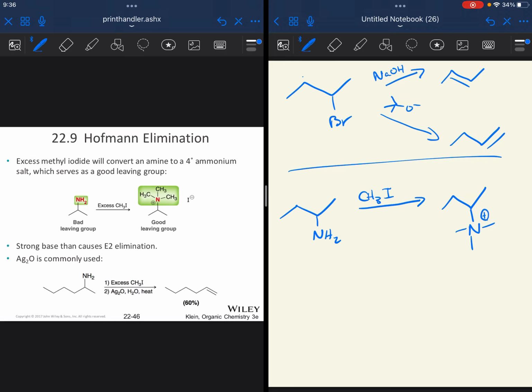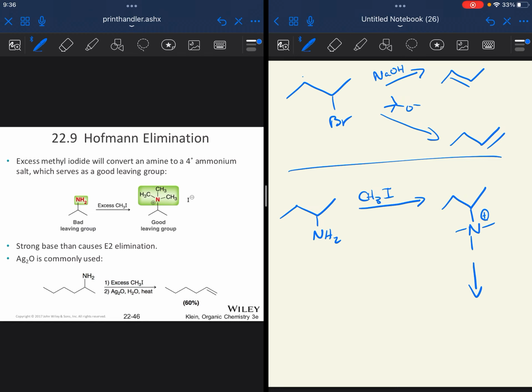But not only is it a great leaving group, it's a really bulky leaving group. So for the same reason that the bulky base gives the Hoffmann product, because sterically it's just easier to make, so does this Hoffmann elimination of amines.